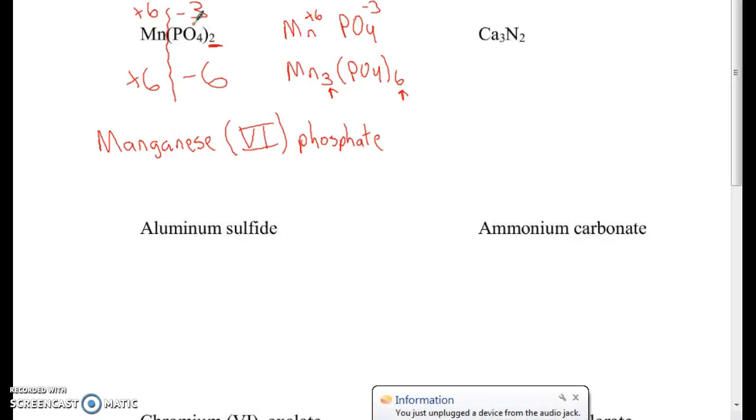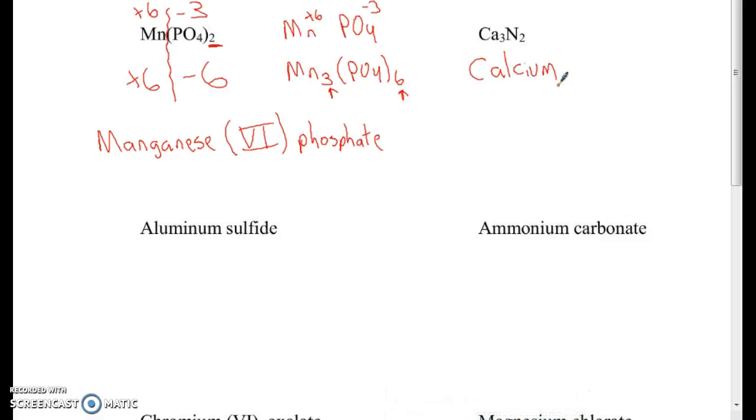It's an alkaline earth metal. It's atomic number 20. It is not multivalent. It only has the option of being +2. So we do not need to look at Roman numerals. We don't have to do what we did over here for manganese, where you have to figure out the charges. You just get the name of the metal. It's calcium. And since it's binary, nitrogen becomes nitride.